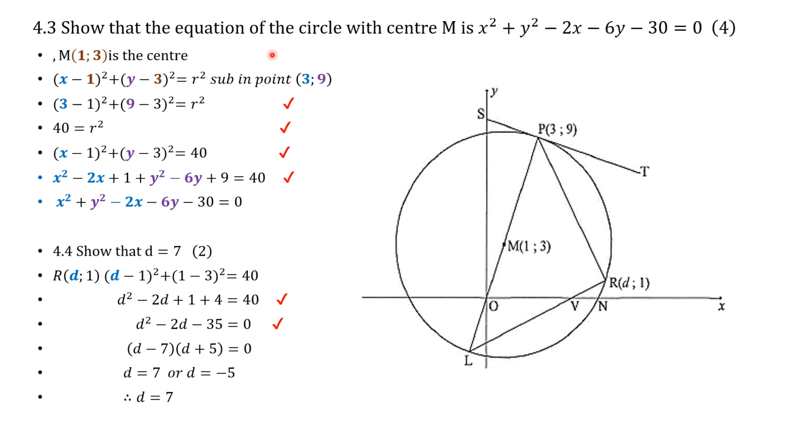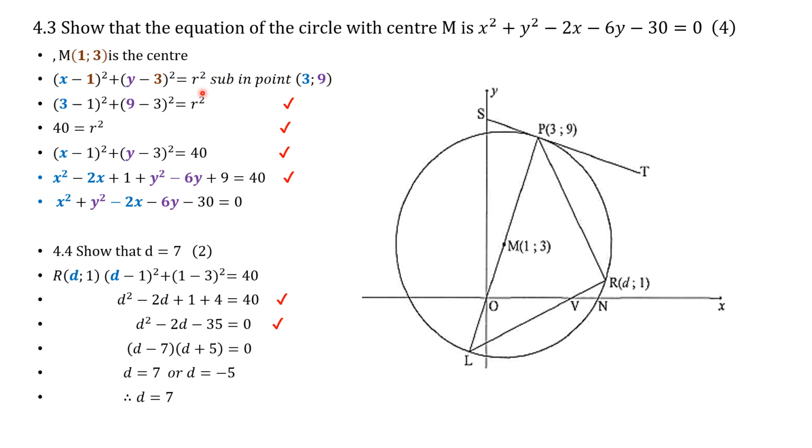4.3, show that the equation of the circle with center M is x squared plus y squared minus 2x minus 6y minus 30 equals 0 for 4 marks. So we know that M (1, 3) is the center. We should remember the equation is (x minus a) squared plus (y minus b) squared equals r squared. Right, but my center there, 1 and 3, so positive 1 becomes negative 1, 3 becomes negative 3. Becomes (x minus 1) squared plus (y minus 3) squared equals r squared.